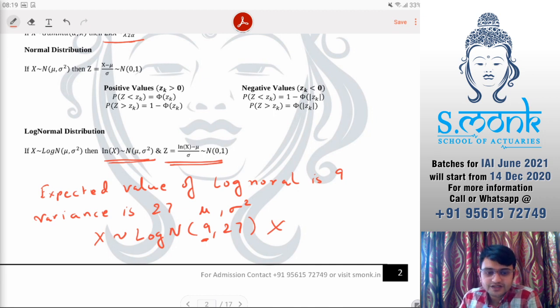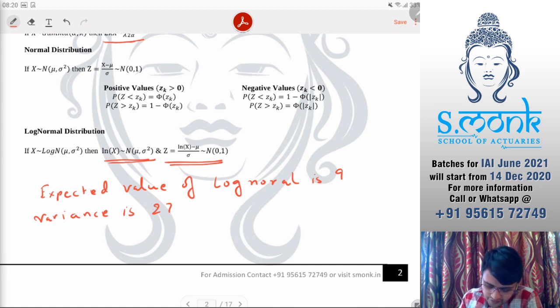It's a very silly mistake, and this is a very straightforward type of question where the expected value of log normal distribution is nothing but e raised to mu plus half sigma square.